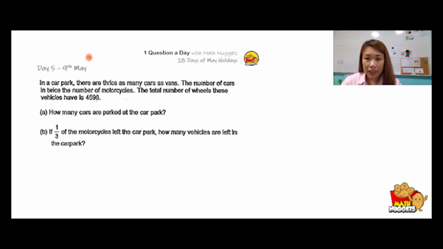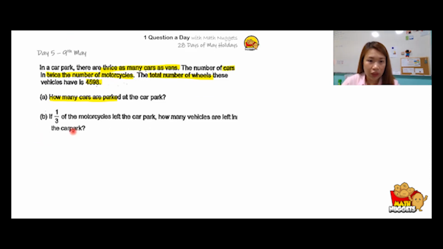So next, this is day 5. We know that there are thrice as many cars as vans, and we know that the cars are twice the number of motorcycles, and the total number of wheels is 4,598. Part A asks us how many cars are parked at the car park. We're trying to find the number of cars. So this is actually units times value, or you can think of it as sets.